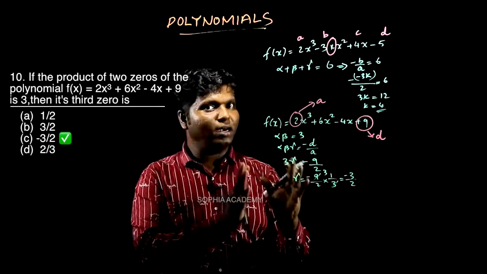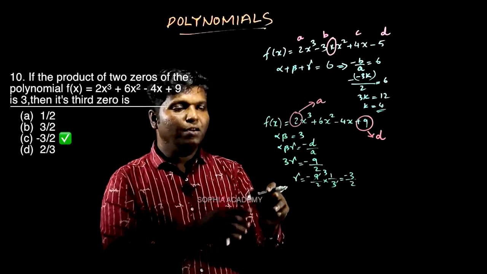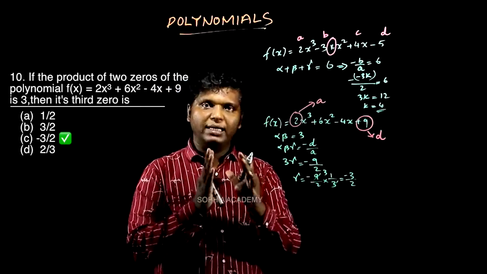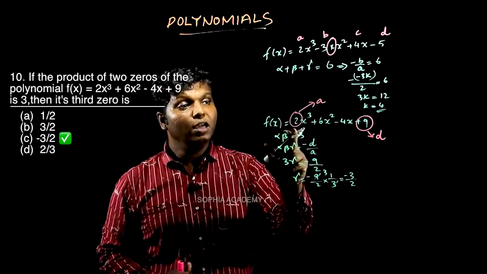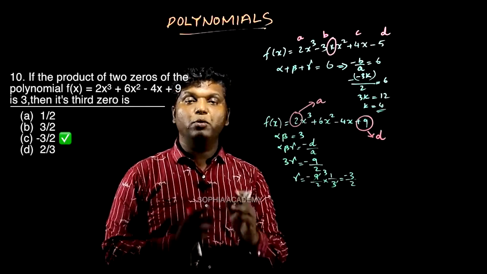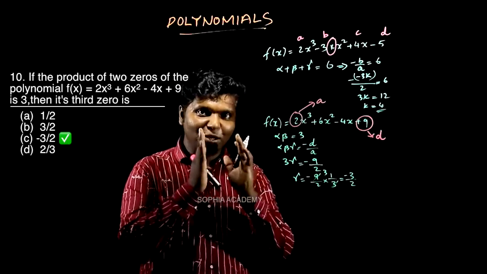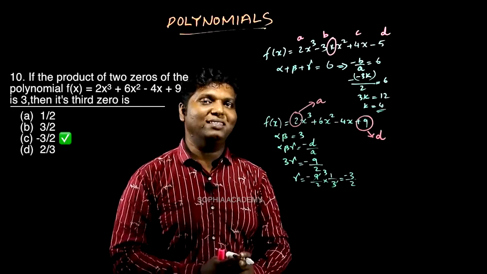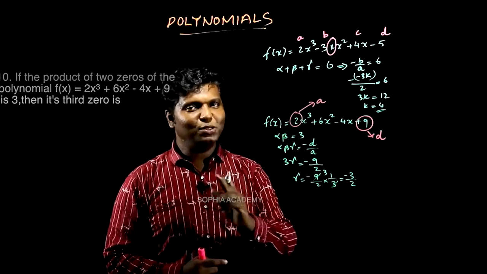So this is the way how to understand a question and how to deal with it. Whenever the roots are given, you have to take them as alpha, beta and gamma if it is a cubic polynomial. But if it is a quadratic polynomial, you will take it as alpha and beta. That's the only thing which you have to keep in your mind. Hope you understood, right? Now let us go to the next question.